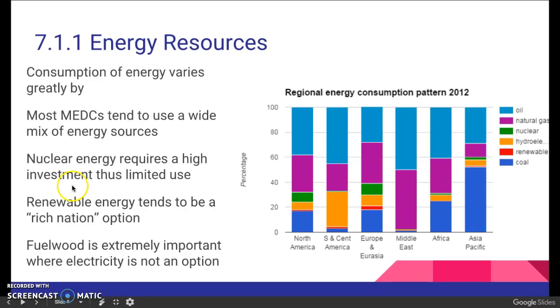If we also look, it says that renewable energy tends to be a rich nation option. To establish those new infrastructures and to build factories that might create these large windmills or solar panels requires quite a lot of economic investment that really can only be done in these more developed countries.